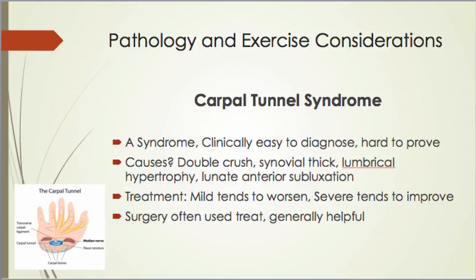Treatment is interesting. For the natural history of the disorder, people who have mild symptoms tend to get a little worse, and people with severe symptoms tend to get a little better. So the diagnosis waxes and wanes over time. Surgeons often treat this, and it's generally helpful, although not always. So you can imagine if they go ahead and do that, but it's really due to double crush or a lunate subluxation, you can go ahead and cut the ligament there in the front. It's probably not going to help them. So really, it's when folks have local problems that are pretty isolated that it helps the most.